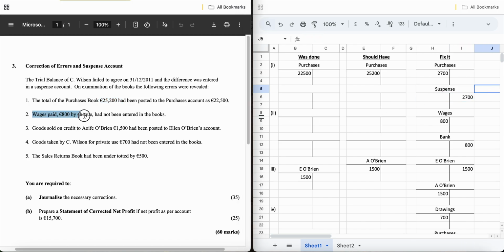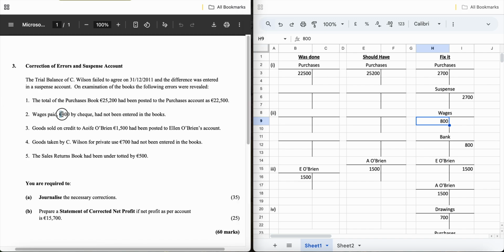Number 2, wages 800 paid by check not entered in the books. Once it says not entered in the books, they didn't do anything, so therefore there's nothing to fix. We just need to figure out what way this should have been recorded correctly to start off with. Okay, so wages paid. Wages is an expense. Wages goes on the left hand side. So wages, left hand side, 800.